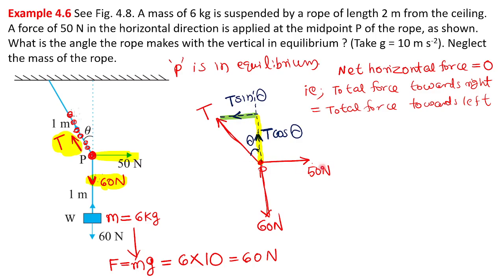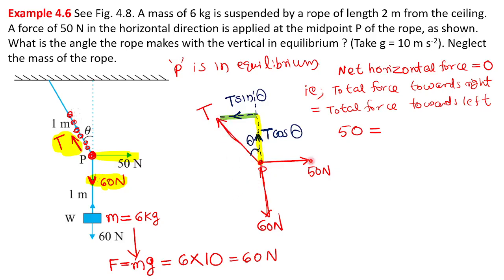What is the horizontal force acting on the body now? 50 Newton is the force acting towards the right side. And is there any force acting towards left? This inclined force is resolved into 2. So now you can forget about T. T sin theta is a component acting towards left. Now you need not consider this inclined force. The inclined force is the resultant of this yellow colored one and green colored one. Now you can delete T. It is split into 2.